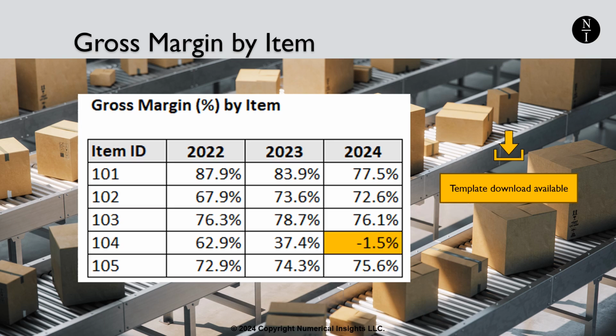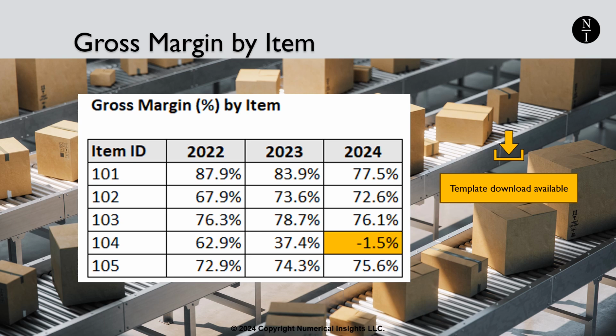We can see that the gross margin percent is quite good for 4 out of 5 of the items in 2024. The gross margin percent for item 101 is slowly falling. This gives us a hint that potentially costs are creeping up for that item, the selling price has been reduced, or possibly both. Our biggest concern is item 104, where the gross margin has fallen over the years and is now negative. It's a profit leak.